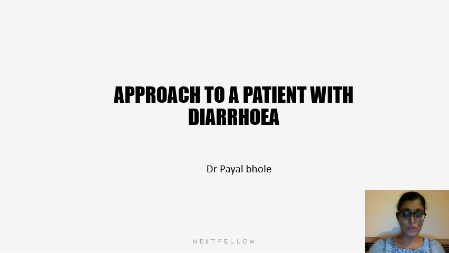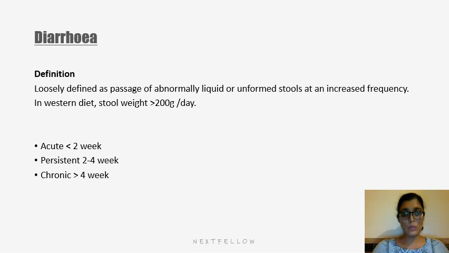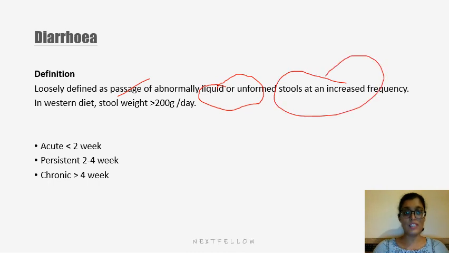Now coming to an approach to a patient with diarrhea. Diarrhea is loosely defined as passage of abnormally formed liquid or unformed stools at an increased frequency. So it should be either abnormally liquid or the stool should be unformed. In Western diet, stool weight more than 200 grams per day is known as diarrhea.